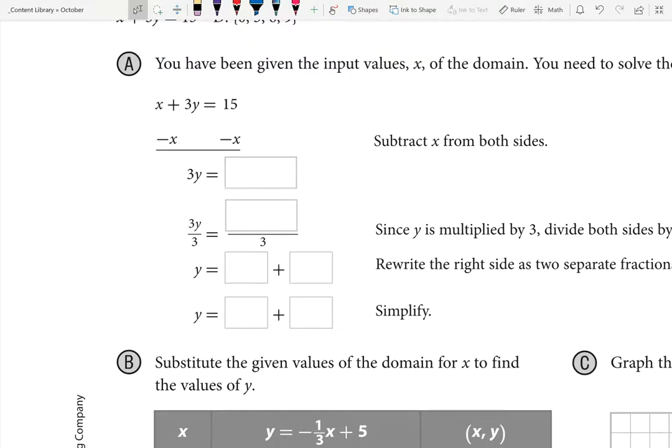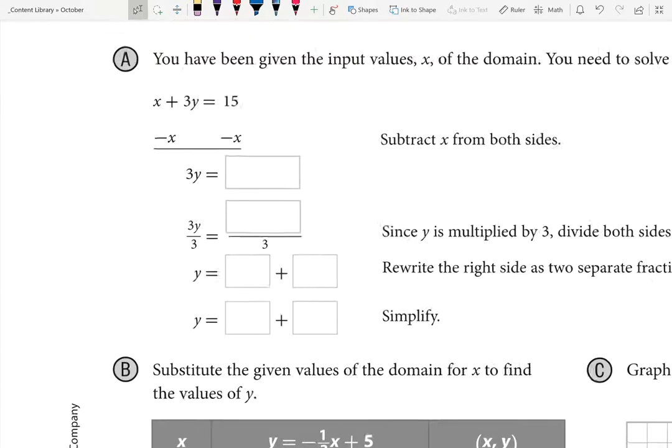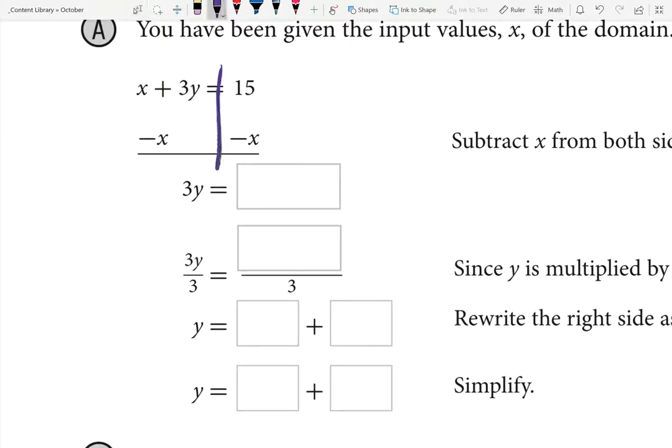Our goal is to have the y by itself. Now let me zoom in on this. So you'll notice that the y is on the left side of that equal sign. And so that's where we want to isolate it. We want the y to be the only thing on the left side of that equal sign. So in order to get this y by itself, I'm going to have to find a way to get rid of that 3 and to get rid of that x. If those two things can go away, then the y will be by itself.